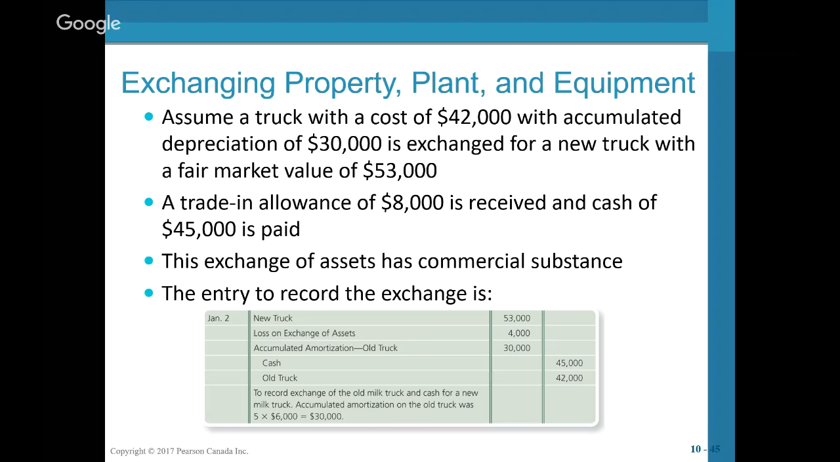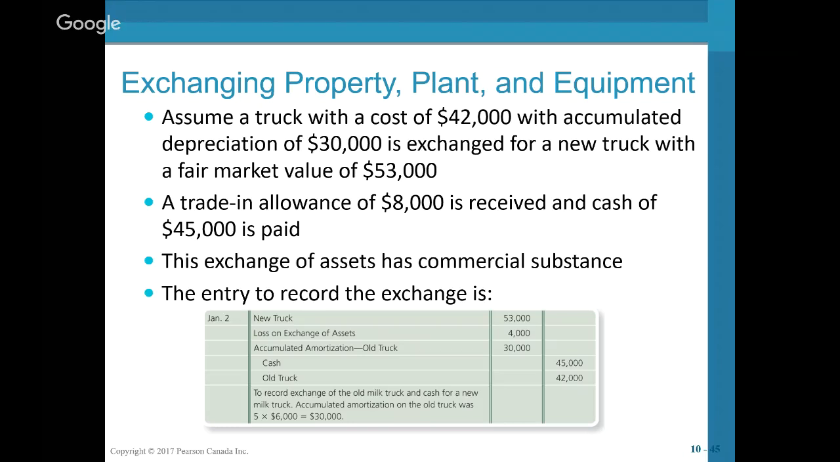Now, we are going to say that this transaction has commercial substance because we're getting a new truck in exchange for the old truck. Okay, and this new truck is going to be better. What would be an example of something that doesn't have commercial substance? Maybe we are exchanging an old TV for a new TV on warranty. So, one of our TVs got damaged and they give us a replacement that's identical to the one we had. There'd be no commercial substance there. The old TV and the new TV are exactly the same machine.